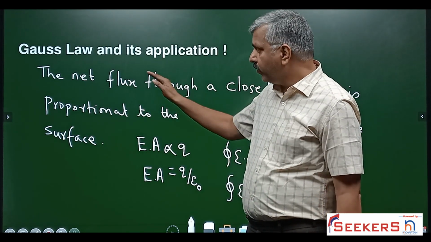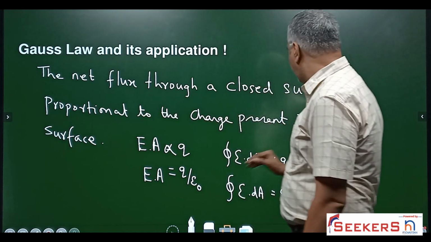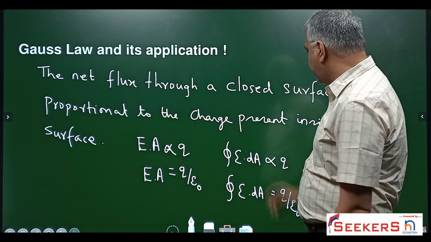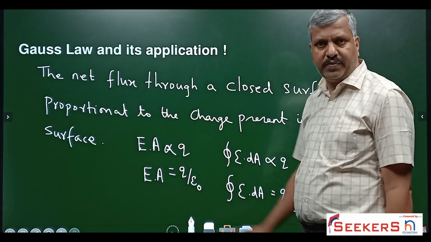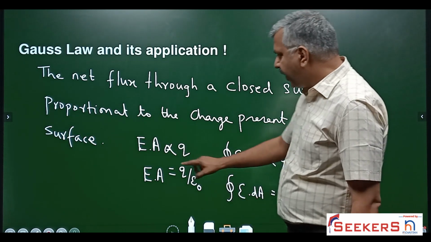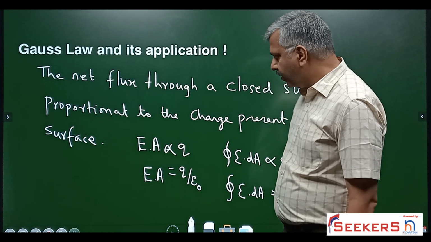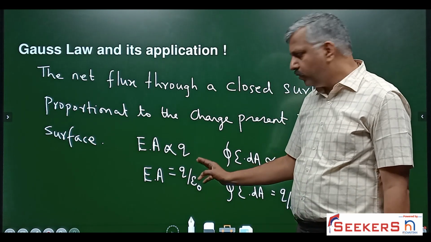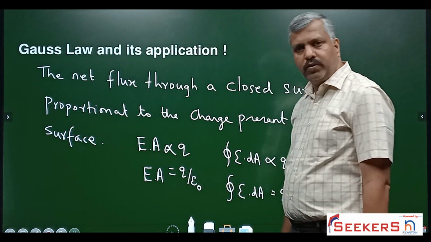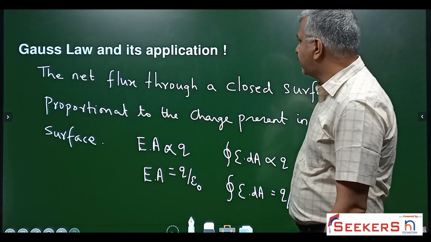Now, according to Gauss Law, the net flux through a closed surface is proportional to the charge present inside the surface. This is what Gauss Law is. Mathematically, I can say that E dot A is proportional to Q, or E dot A is equal to Q by epsilon. What it means is this.